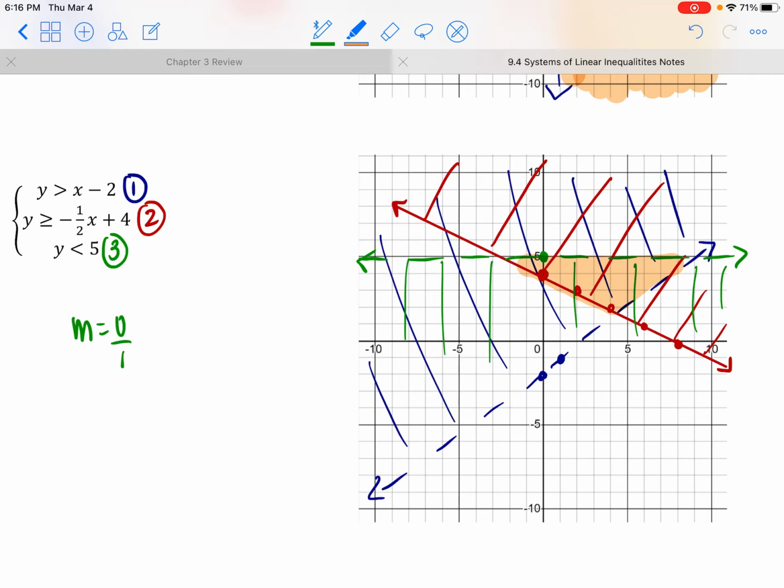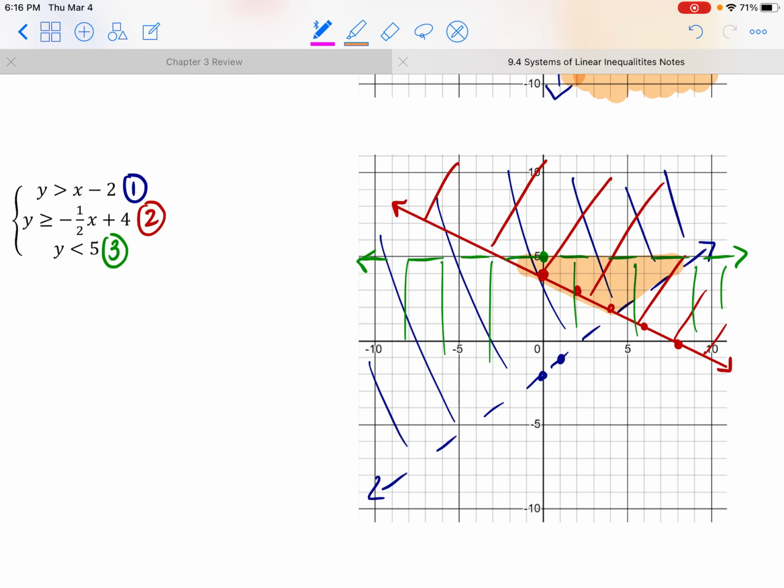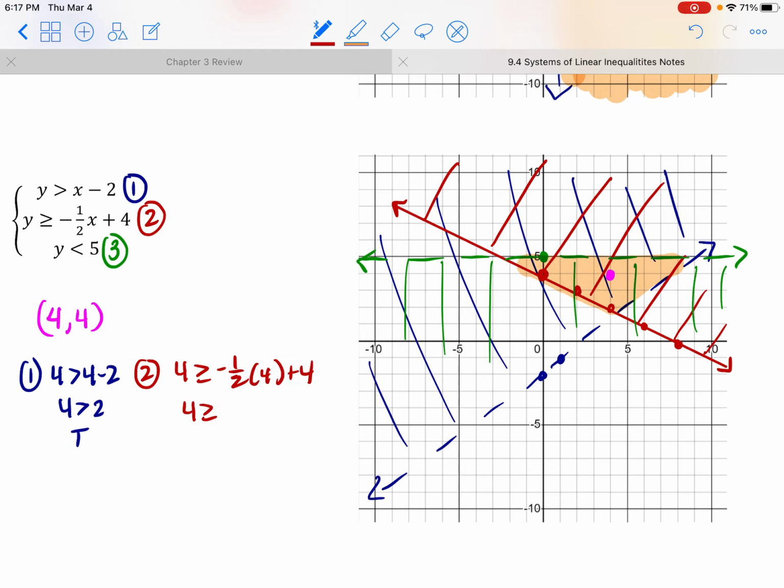Okay? So, again, if you wanted to pick a test point, to me it looks pretty clear that, let's go ahead and do a test point. Let's see, like 4, 4 looks to be in that region. So maybe we plug in 4, 4. So let's test 4, 4. If I plug it into 1, we would have 4 greater than 4 minus 2, and 4 is definitely greater than 2. That's true. Perfect. That's what we wanted. Let's plug it into the second one. We would have 4 greater than or equal to -1/2 times 4 plus 4. That would be 4 greater than or equal to -2 plus 4, which is 2. That's true.